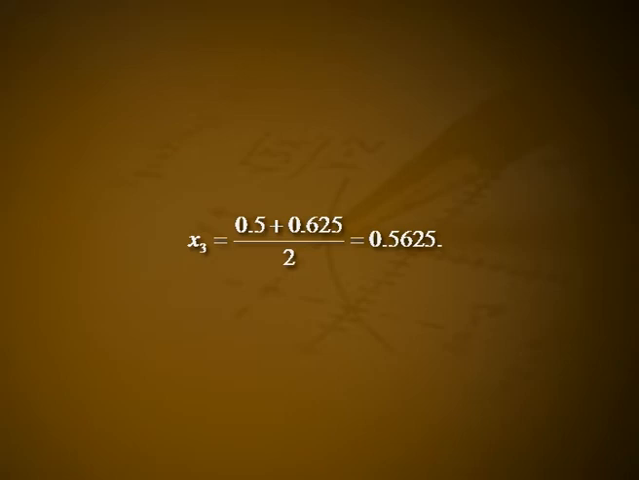Step 3. Since f(x1) is positive, a root lies between 0.5 and 0.75. Hence, x2 = (0.5+0.75)/2 = 0.625. Step 4. Since f(x2) is positive, a root lies between 0.5 and 0.625. Hence, x3 = (0.5+0.625)/2 = 0.5625. Since the difference between the last two approximations is very small, we accept 0.5625 as an approximate root. If more accuracy is required, go for some more iterations.